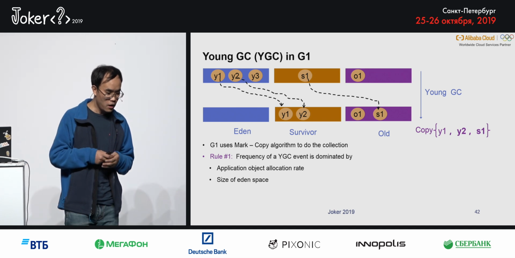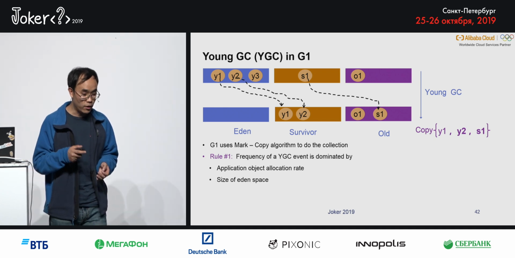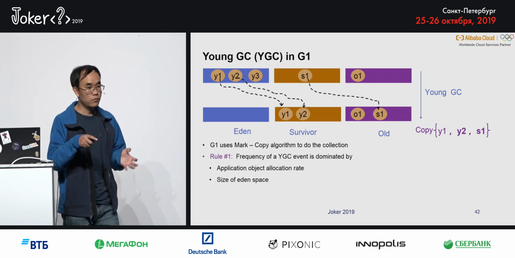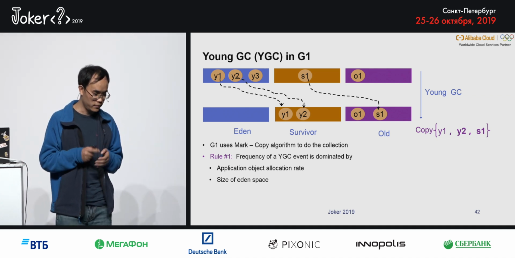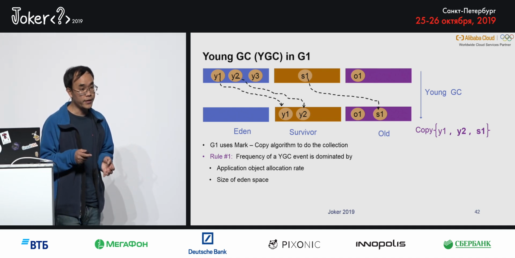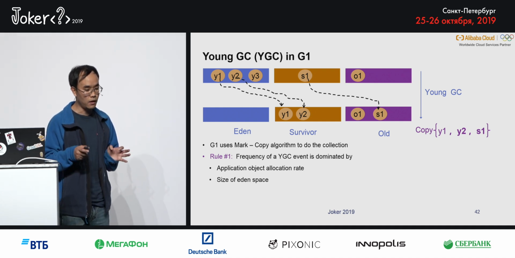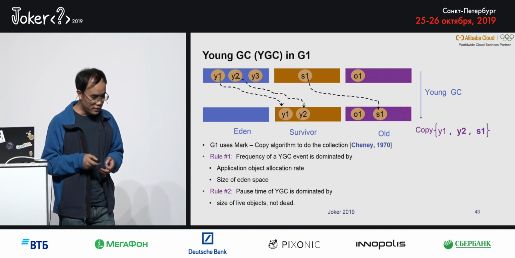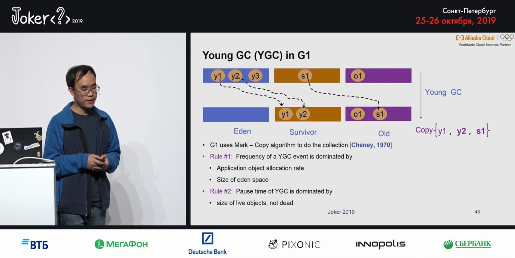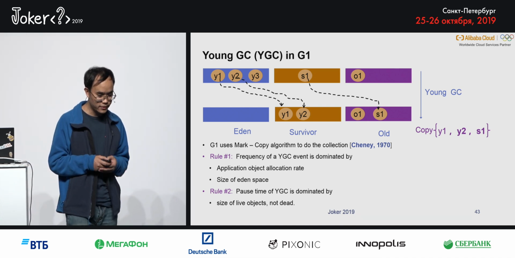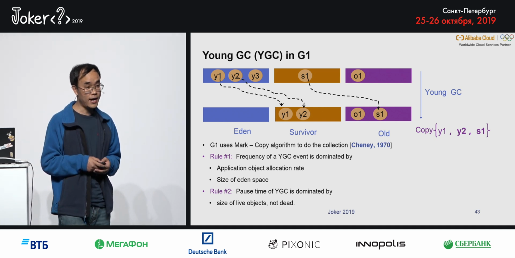So for young GC in G1, I have two rules here. Number one, the frequency of young GC events is controlled by the rate of your application allocation. If you have a high allocation rate, then you will have very frequent young GC. It is also controlled by the size of Eden space. If your Eden space is smaller, then you will get very frequent young GC. The second thing is the pause time of young GC is controlled by the live data set, not the dead data, right? In this case, you can see we just copy y1, y2, and s1, and we don't touch any dead objects.